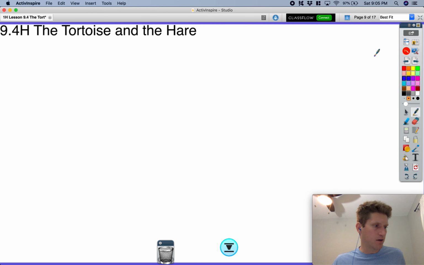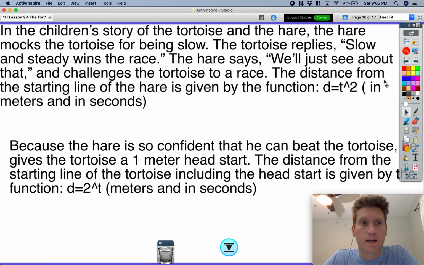Calling shenanigans, though. So in the children's story of the tortoise and the hare, the hare mocks the tortoise for being slow, rightfully so. The tortoise replies, "Slow and steady wins the race." Not true. The hare says, "We'll just find out about that," and challenges the tortoise to a race. The distance from the starting line to the hare is given by the function d(t) equals t squared, with time in seconds.